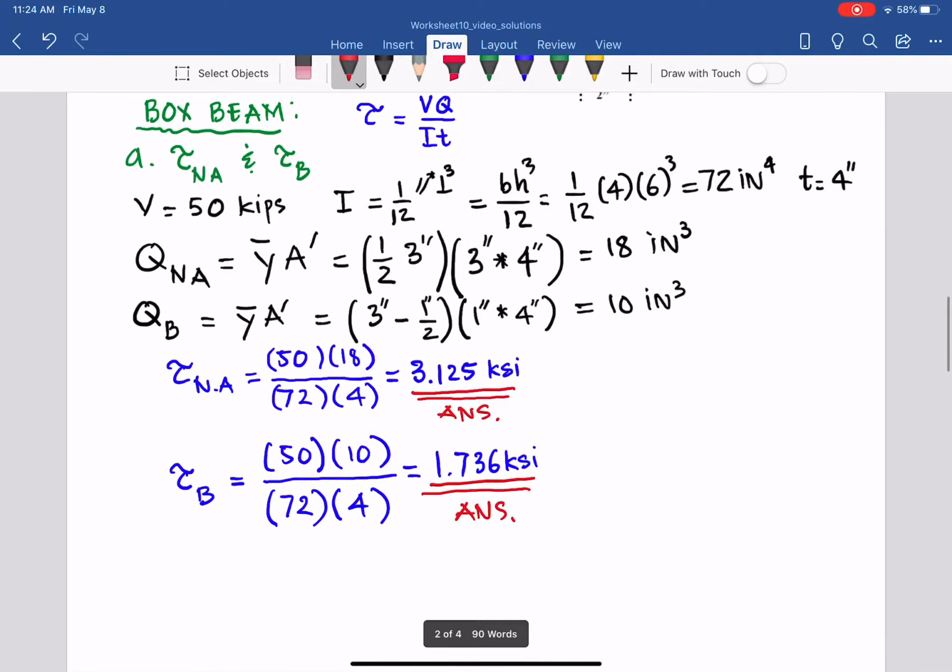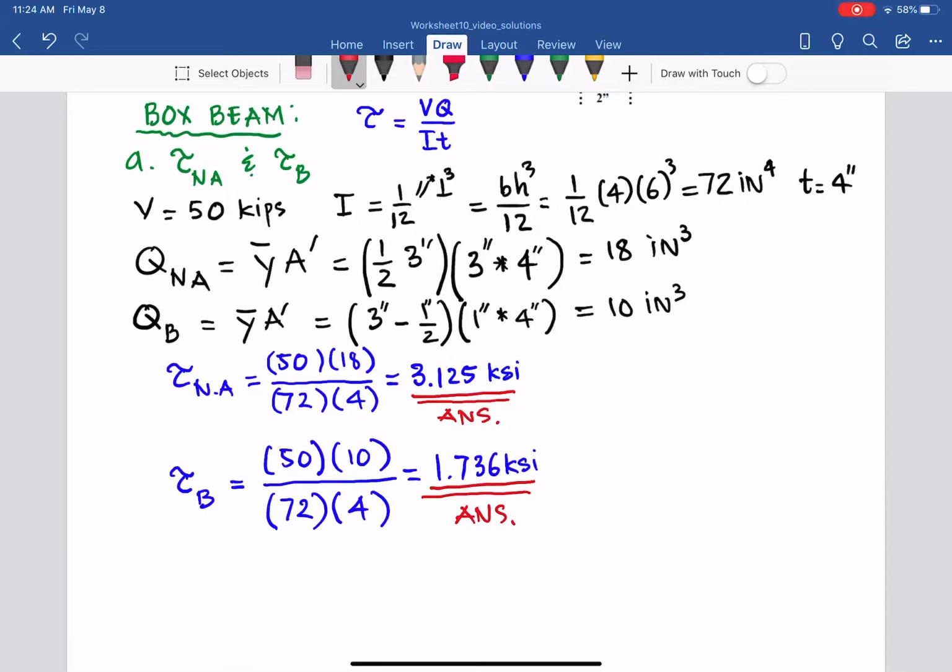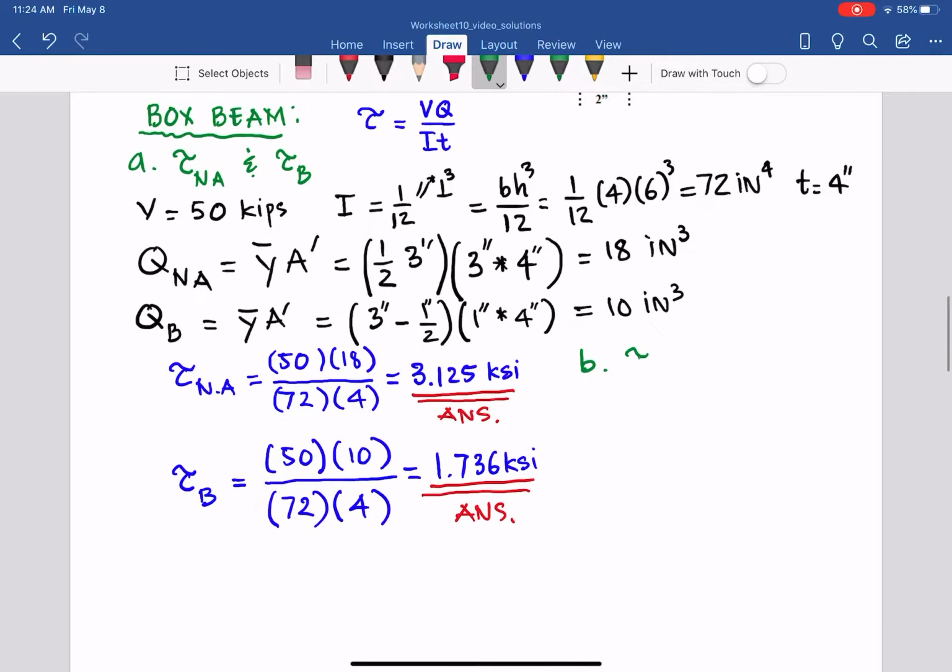As we already know, Q varies parabolically throughout the cross section, and tau will be the same. It's the same thickness in this case. As you can see, T is the same. So let's do part B here. Part B, we have the tau distribution. That's what the question asks for the box beam.